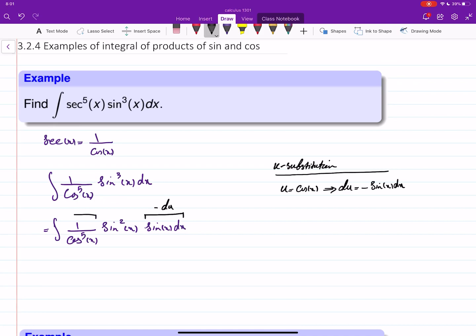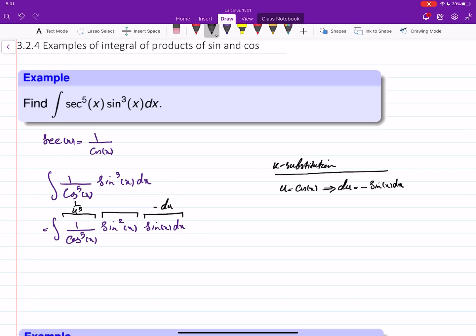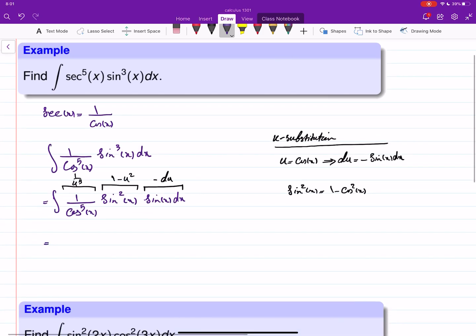Here I will get 1 over u to the power 5. How about this one? Well, use the simple identity that sine squared x is equal to 1 minus cosine squared x. So in that way, this is going to be 1 minus u squared. So having all the components set up, I now have the u integral. Well, I will put the minus sign out there.